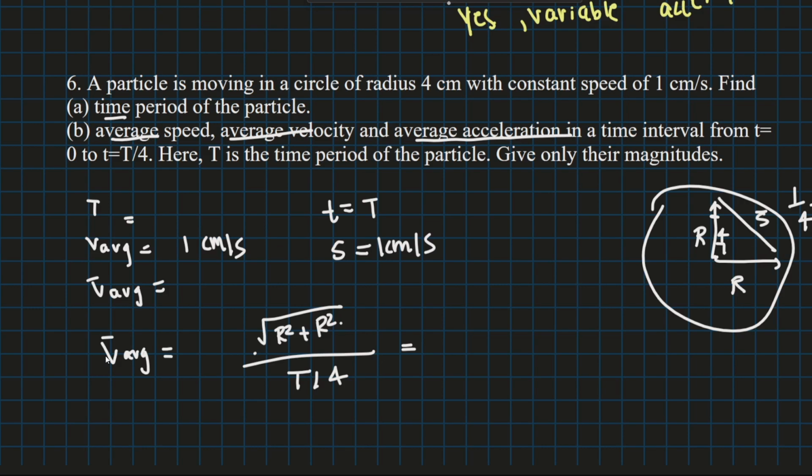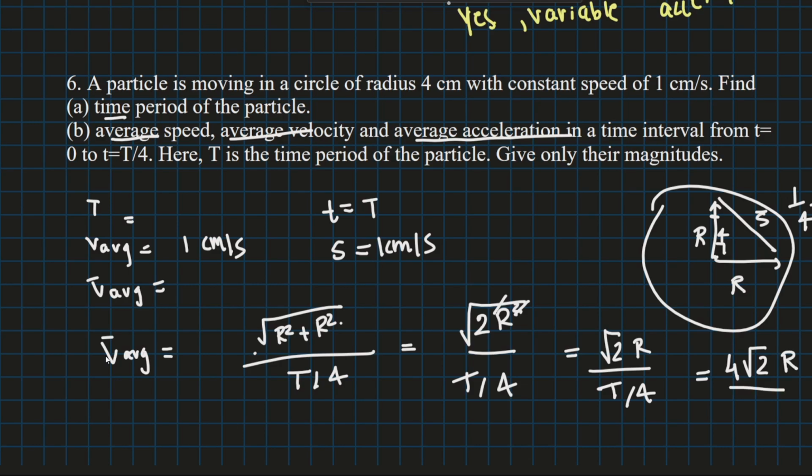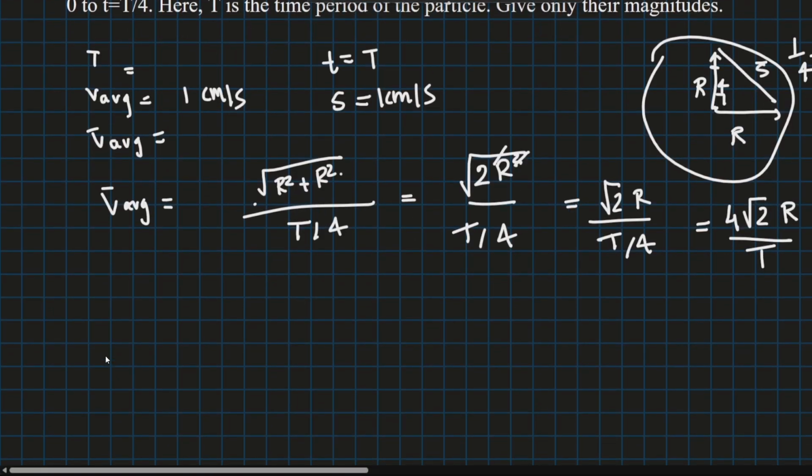We could write it as r square plus r square will be equal to 2r square upon t by 4. We could cancel this, so we will be remaining with root 2 r upon t by 4. To simplify, we could write it as 4 root 2 r by t. So this is the value of average velocity. But we know that the value of r is 4. So 4 root 2 into 4.0 upon 25.13.